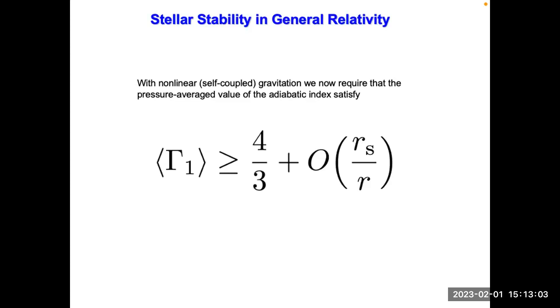Okay, so what that means is for stability, if I put in general relativity now, that pressure average value of gamma 1 has got to be greater than 4/3 plus another term that's a very small term. That's something like, crudely, the Schwarzschild radius divided by the radius of the star. So that could be very small. That's like 1 part in 10,000 for a white dwarf, which is what we'll be talking about.